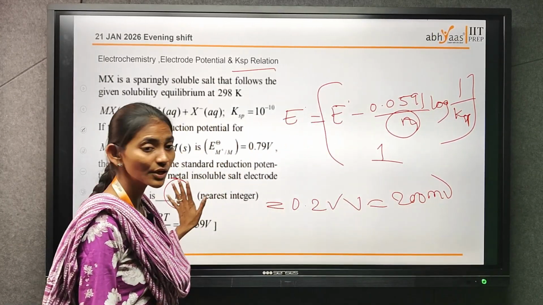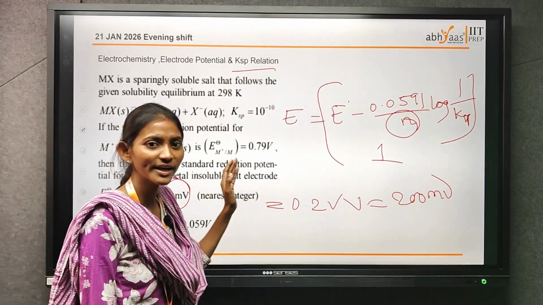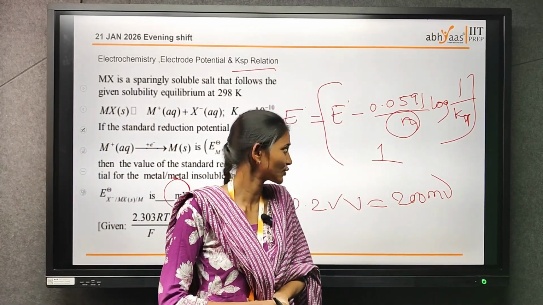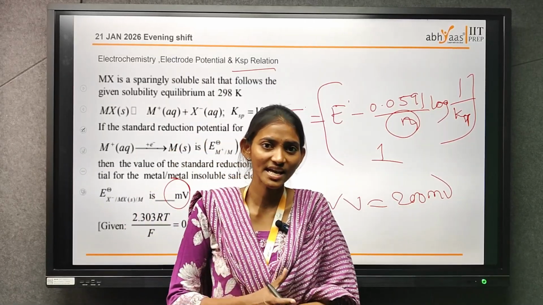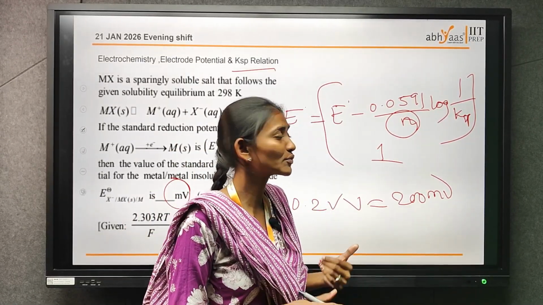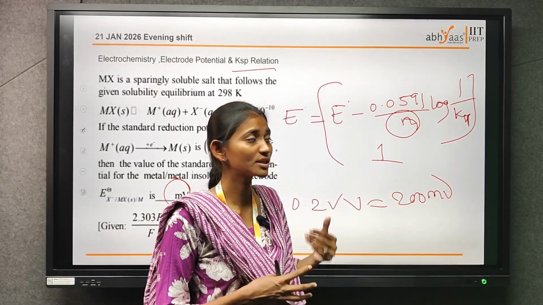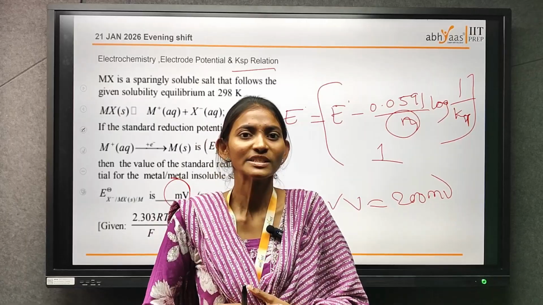So it is a direct question, not that lengthy. Overall the paper is moderate, and most questions are asked from NCERT. Organic is from NCERT, and inorganic is from pure NCERT based questions. Some physical chemistry questions were also asked, but those are concept and formula based. So this is the 2026 JEE Mains paper shift 2 analysis.